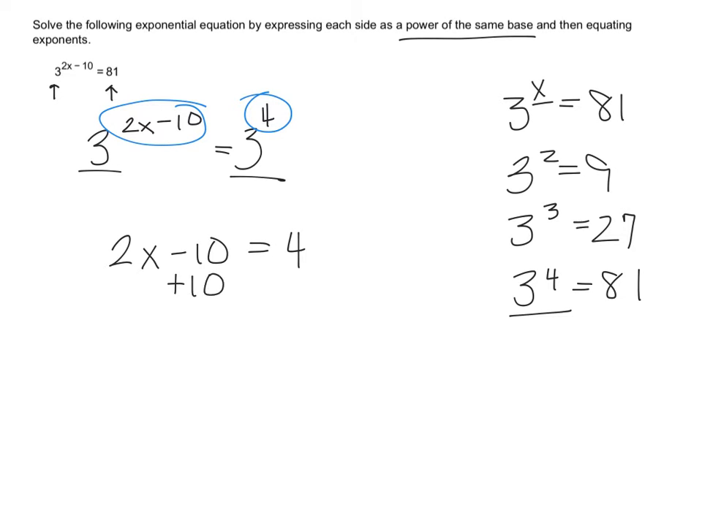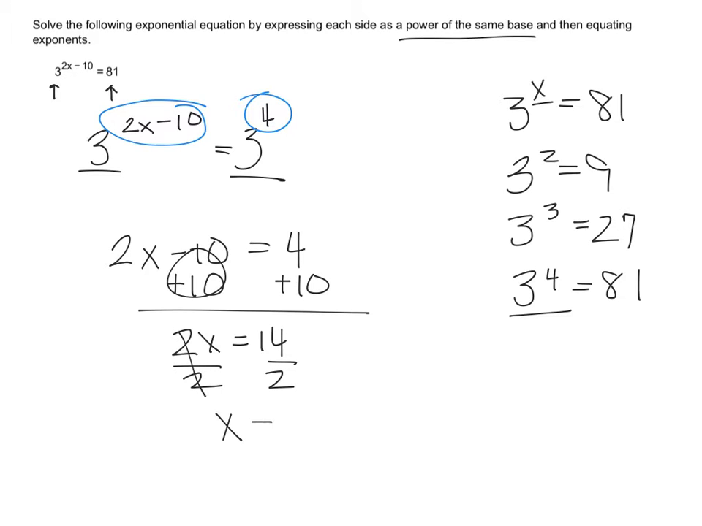To solve for x, we'll add 10 to both sides, and I have 2x equals 14. Next, we'll divide both sides by 2, and I get x equals 7. So my answer is x equals 7.